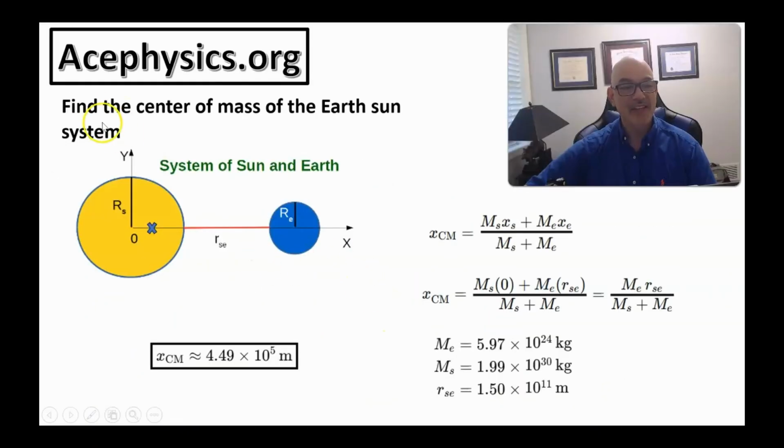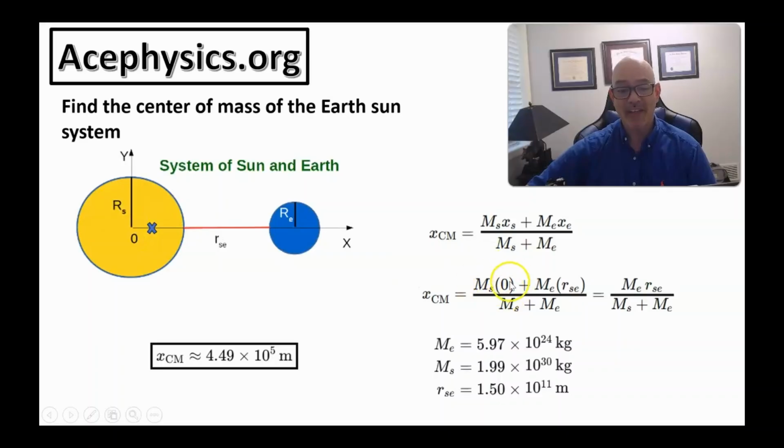Here's an example that asks us to find the center of mass of the Earth-Sun system. To begin, we have to define an origin of the coordinate system. You can put it anywhere. I'm going to define the origin to be at the center of the sun. The center of mass is equal to mass 1 times the position of mass 1 from the origin, plus mass 2 times the position of mass 2 from the origin, divided by the total mass of the system.